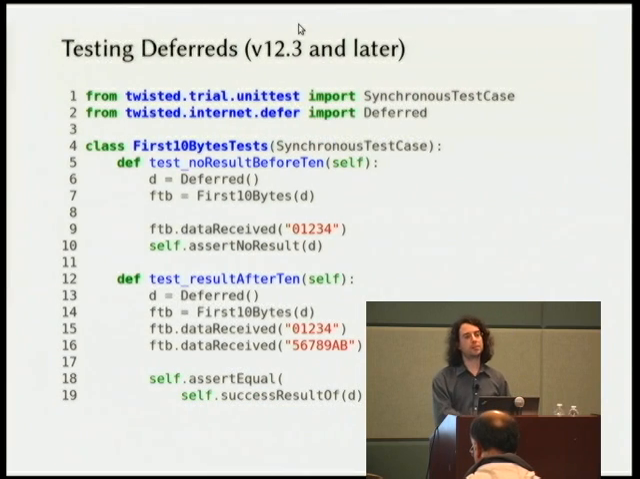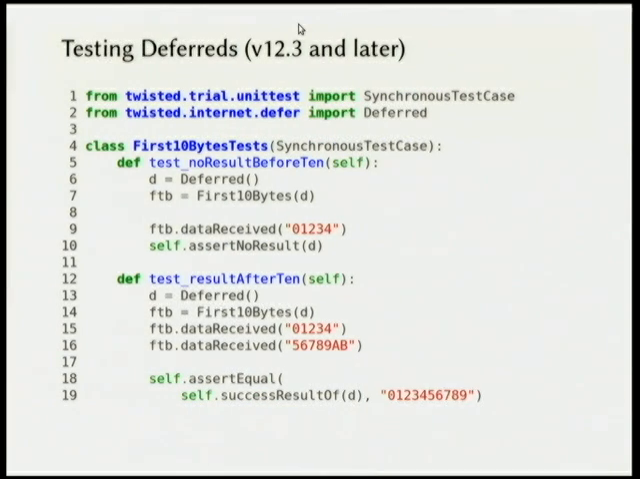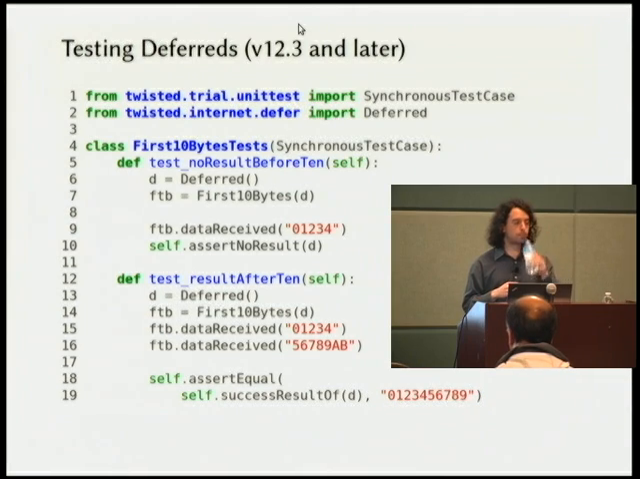So we want 2 different tests here. One test is, if we have received less than 10 bytes, the deferred should not have anything in it. If we haven't finished the request, we haven't gotten 10 bytes, the deferred should not have anything in it. Once we've gotten 10 bytes, the deferred should have those first 10 bytes in it. So we write 2 tests. These 2 tests only work in Twisted 12.3 or later, which the majority of you will not have. If you're relying, for example, on the Mac OS X Twisted, it's very unlikely that you have 12.3. So on the next slide, we'll see the other way of doing this.